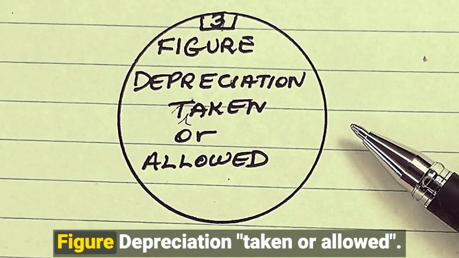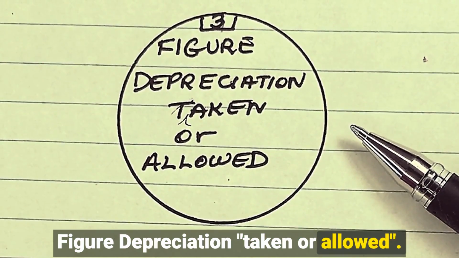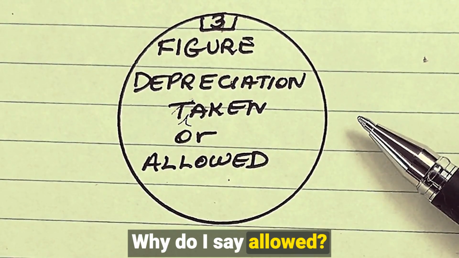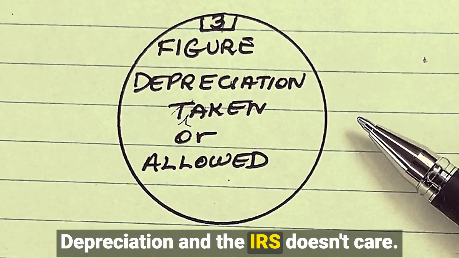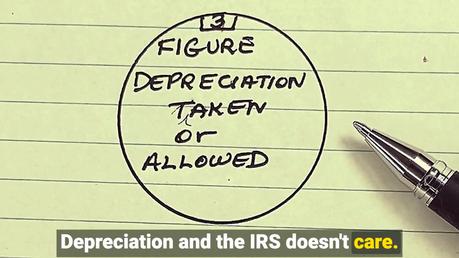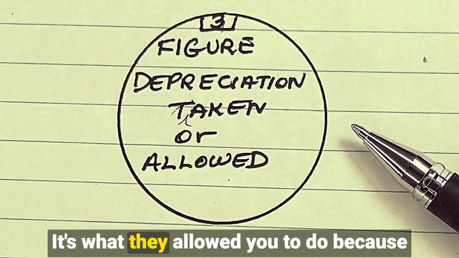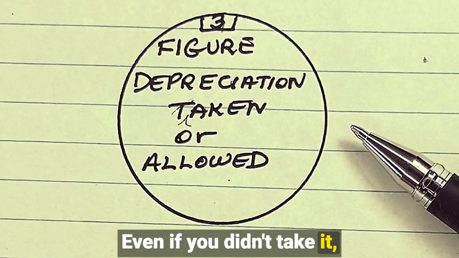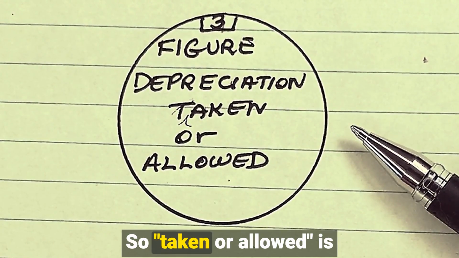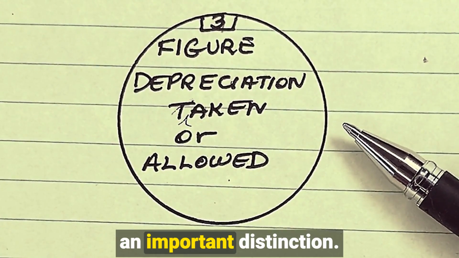Number 3, figure depreciation taken or allowed. Why do I say allowed? Because you may not have taken the depreciation and the IRS doesn't care. It's taken or allowed. It's what they allowed you to do because that's where you take your deductions. Even if you didn't take it, you will be taxed on it. So taken or allowed is an important distinction.